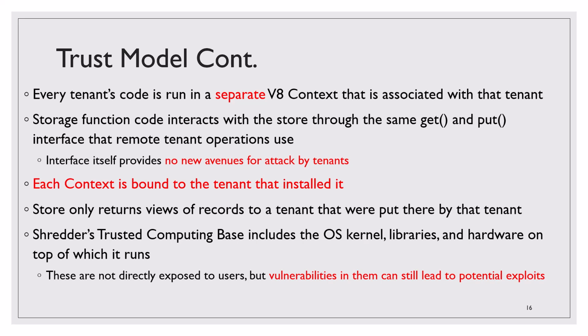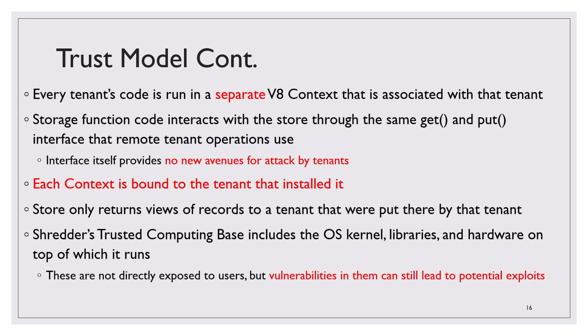Furthermore, the store only returns views of records to a tenant that were put there by that tenant. This helps with confidentiality so people cannot see the data stored on someone else's context. The paper further explains that the isolated V8 code cannot change the views or manipulate references. Shredder's trusted computing base includes the OS kernel, libraries, and the hardware on which it runs. These are not directly exposed to users, but vulnerabilities in them can still lead to potential exploits.